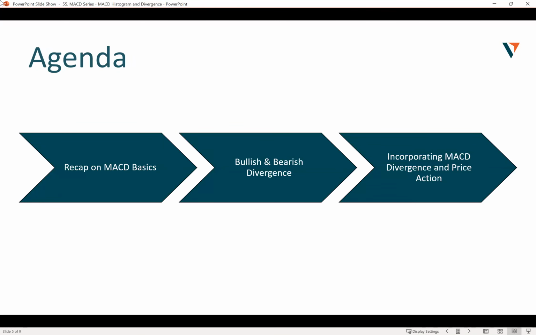So this is the agenda that we will be covering for today. We will first take a look at MACD's basics, just for the benefit of those who missed the earlier session. Following that, we will take a look at bullish and bearish divergence, and how we differentiate them. Also, we will hop onto our charts to take a look at how we can apply these examples. And following that, we will take a look at how we can incorporate MACD divergence and price action, and how we can use both of these to develop strategies.